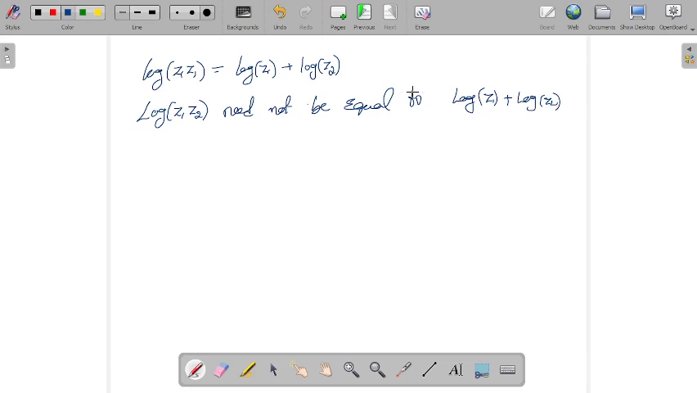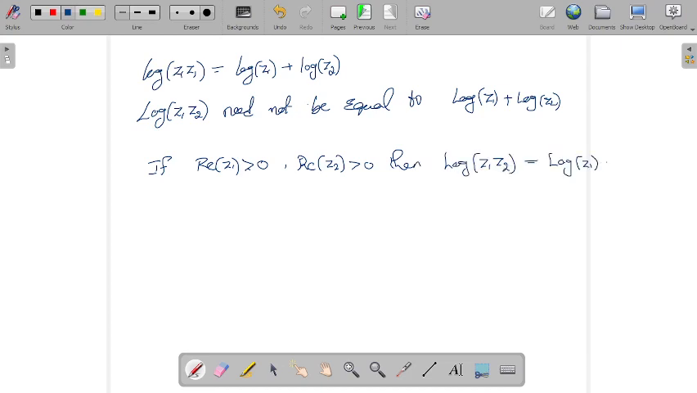Okay, but we can say one thing, they can be equal if real part of z1 and real part of z2 both are positive. So you can write a statement. If real part of z1 is positive and real part of z2 is also positive, then you can prove that the principal logarithm of z1 into z2 is the same as log z1 plus log z2.